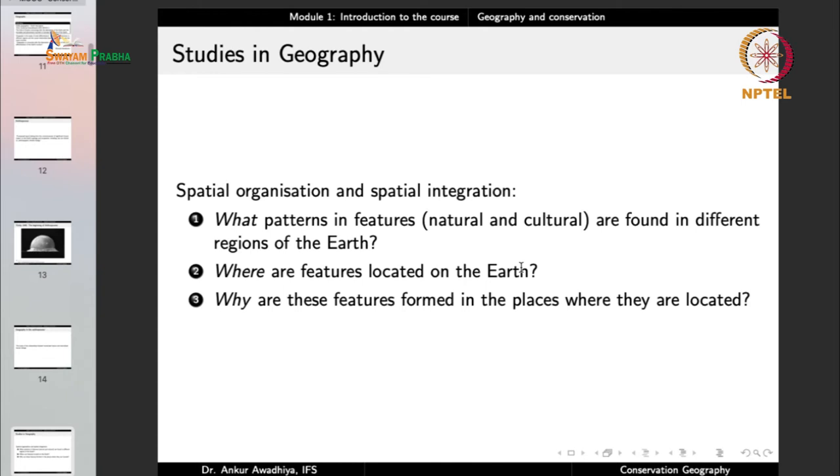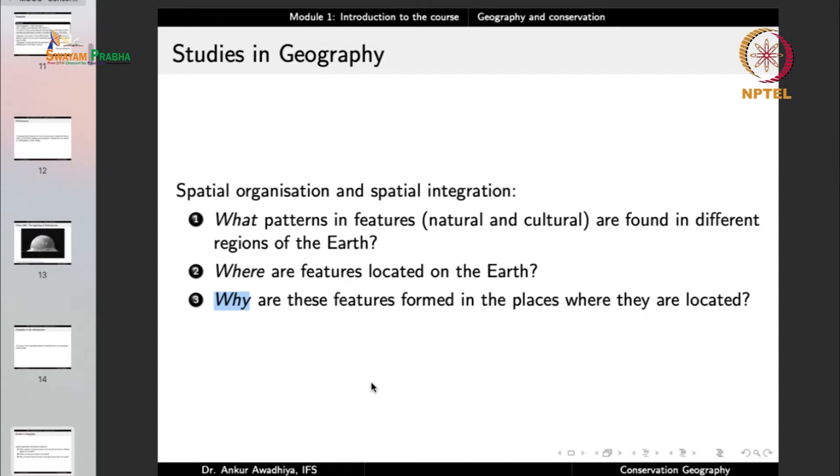And in geography, the studies are of three things: what patterns in features, that is natural features or cultural features, are found in different regions of the earth. That is, we are looking at the spatial organization. Where are certain features located on the earth? In this case, we are looking at spatial integration. And why are these features formed in the places where they are formed?